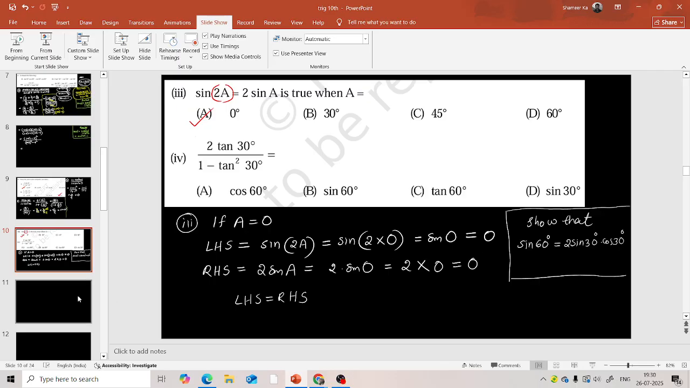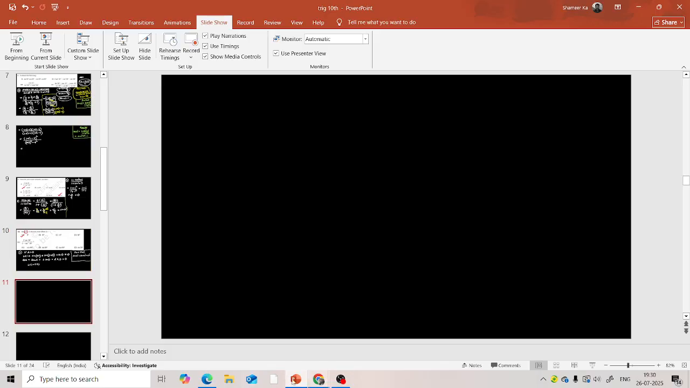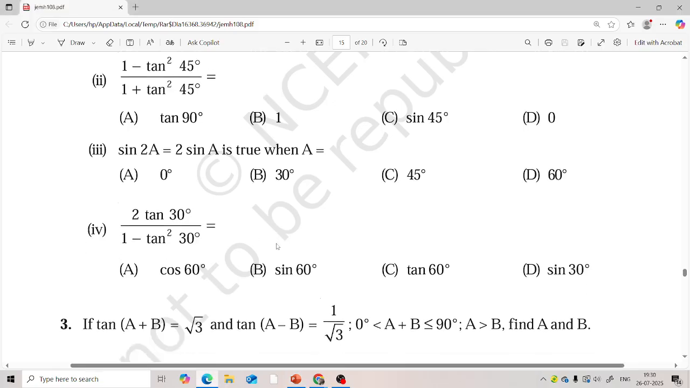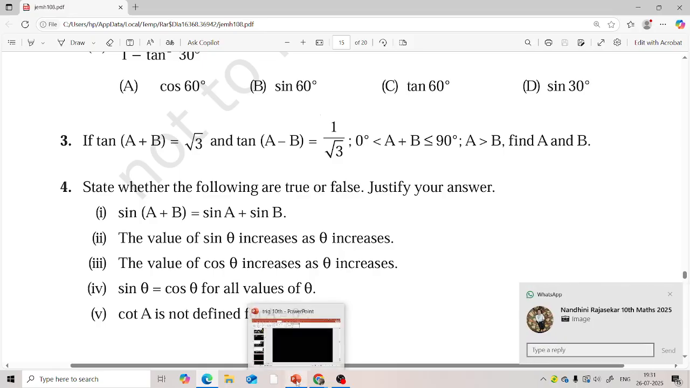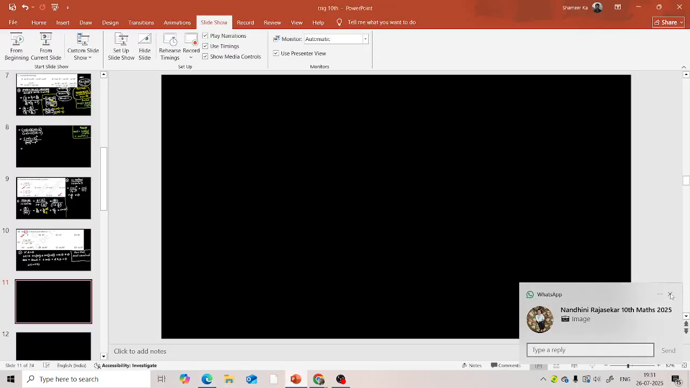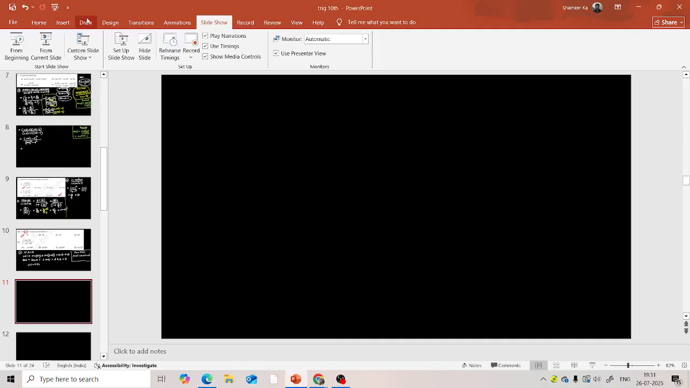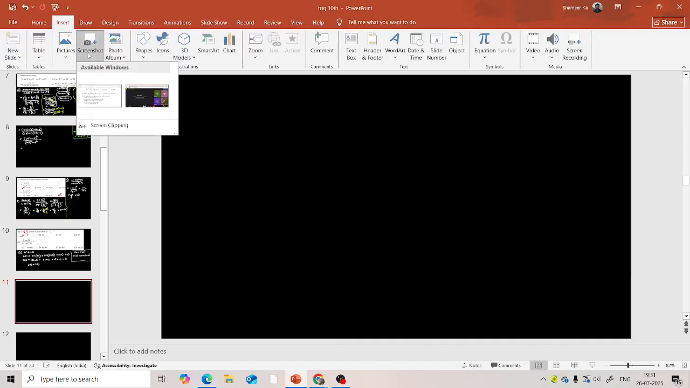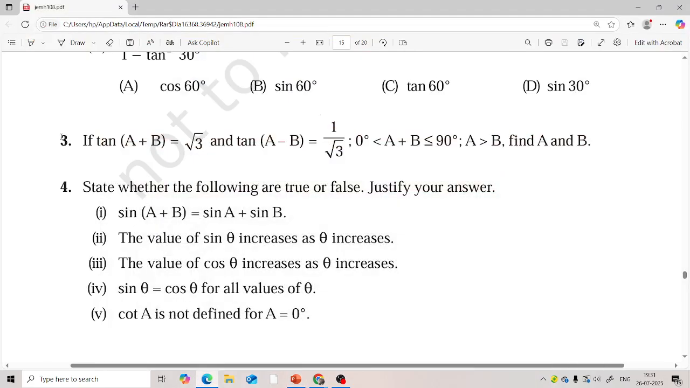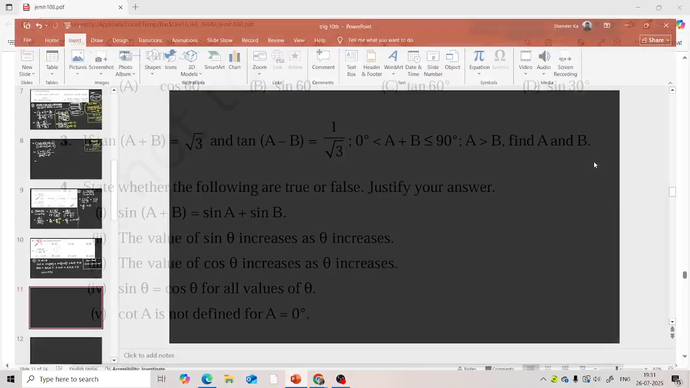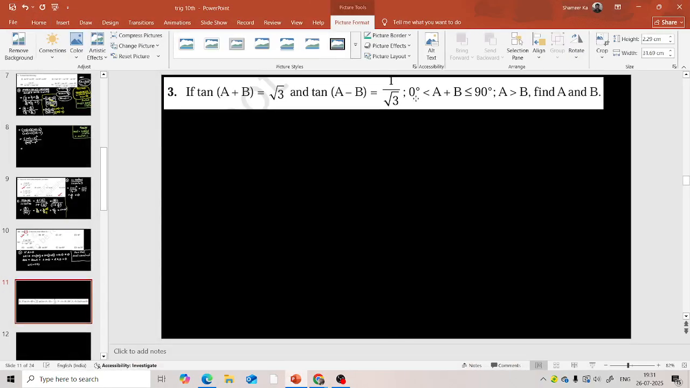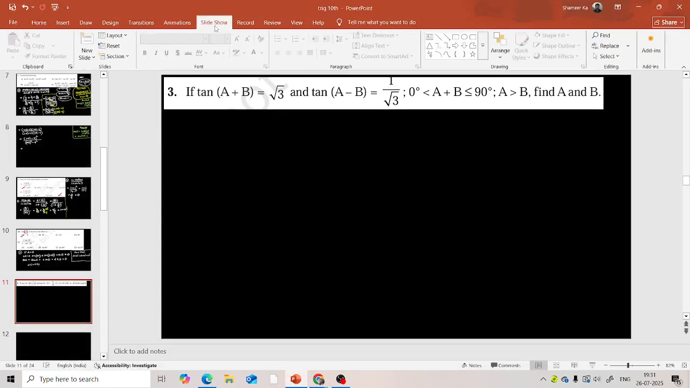The next is the third one. It is a very, very important question. I have seen this type of question in most of the papers. Okay, Nishita, I will check. Okay, 1 minute. The third one is the most important question in this chapter. If you go through the previous year's papers, you can see this type of question.